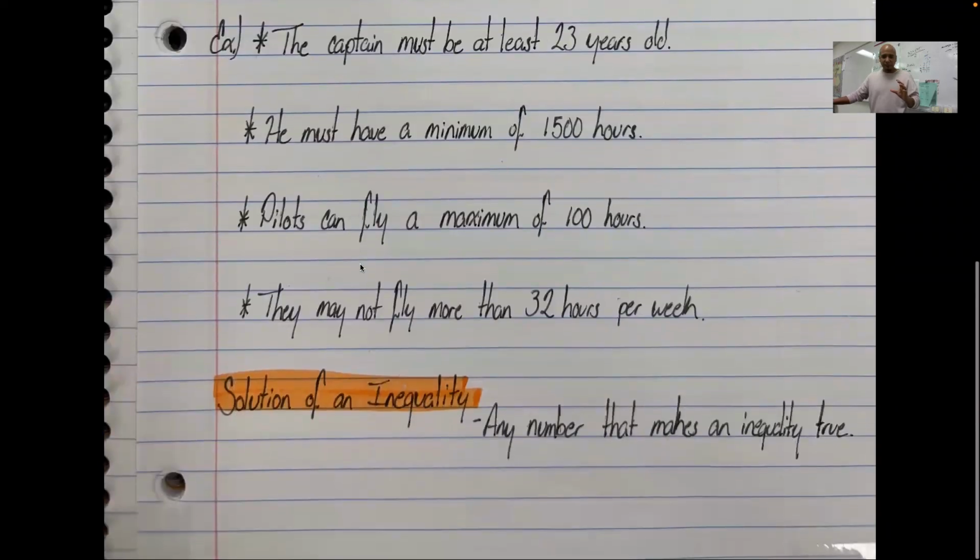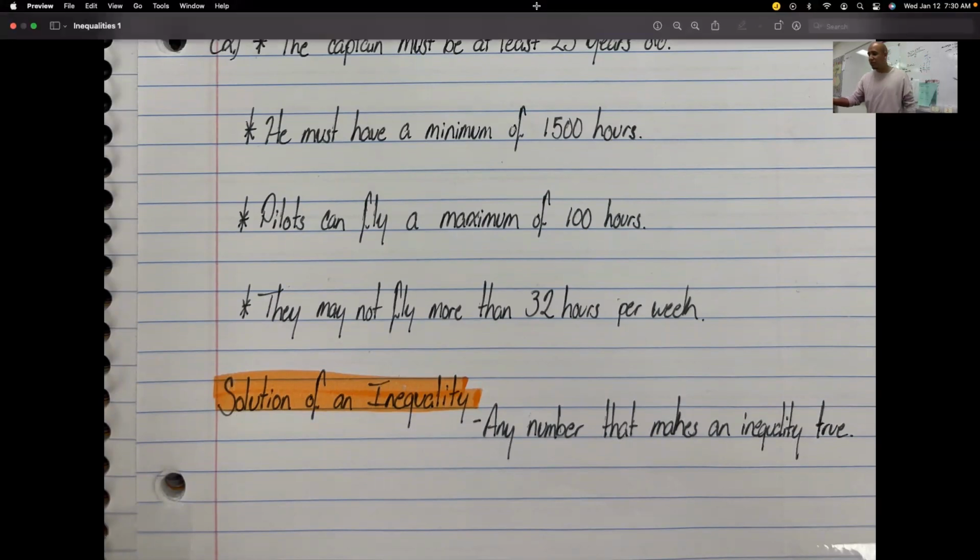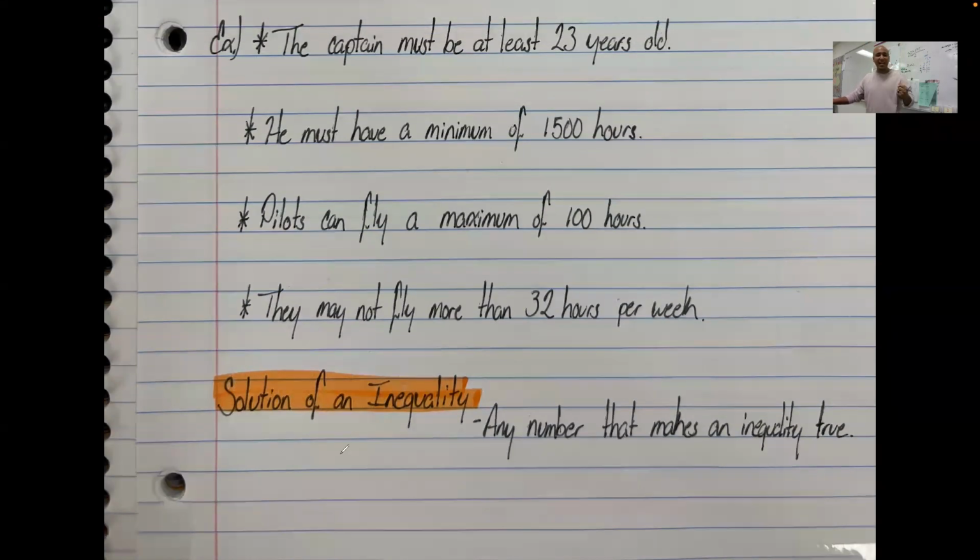Okay, moving on. Now, we need to understand that the solution of an inequality is different than the solution of an equation. When we were doing equations, ladies and gentlemen, remember, equations were telling us exactly what the answer was.